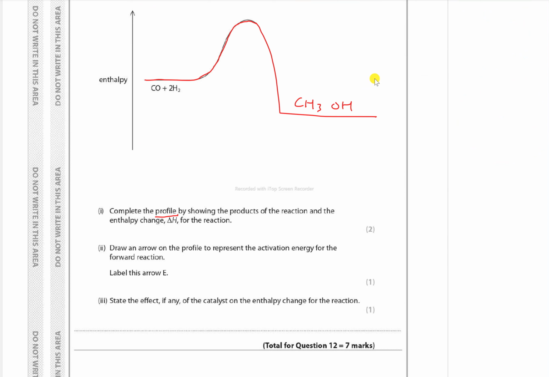So have you noticed they've not put any state symbol? So we can ignore those. Right. Draw an arrow to represent the activation energy. So look, straight line. And then from here, draw an arrow on the profile to call it E or E-act or EA. Say the effect, if any, of a catalyst on the enthalpy change for the reaction.